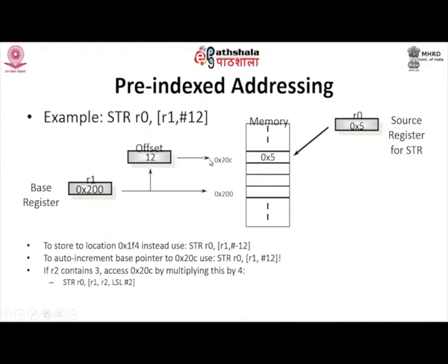This is a diagram for the pre-indexing scenario. Look down here: R1 has the address 200 and the offset is 12. First I need to add to get the effective address, and then store the content into the effective address. So 200 plus 12, where 12 stands as C, gives 20C. So store the content of R0, which is 5, into the effective address location. There could be some variation in how I can write this instruction, which is shown down here. We can look at it later and move on to the next thing.